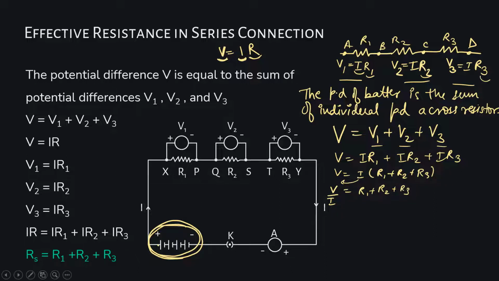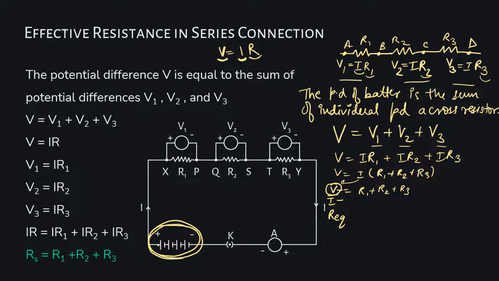If R1, R2, R3 are the individual resistances, V is the total voltage across the circuit, and I is the total current. So if V by I is the resistance of a resistor, what does the total voltage of the circuit upon the total current give you? The total resistance, right? How do we say total resistance? We say equivalent resistance.